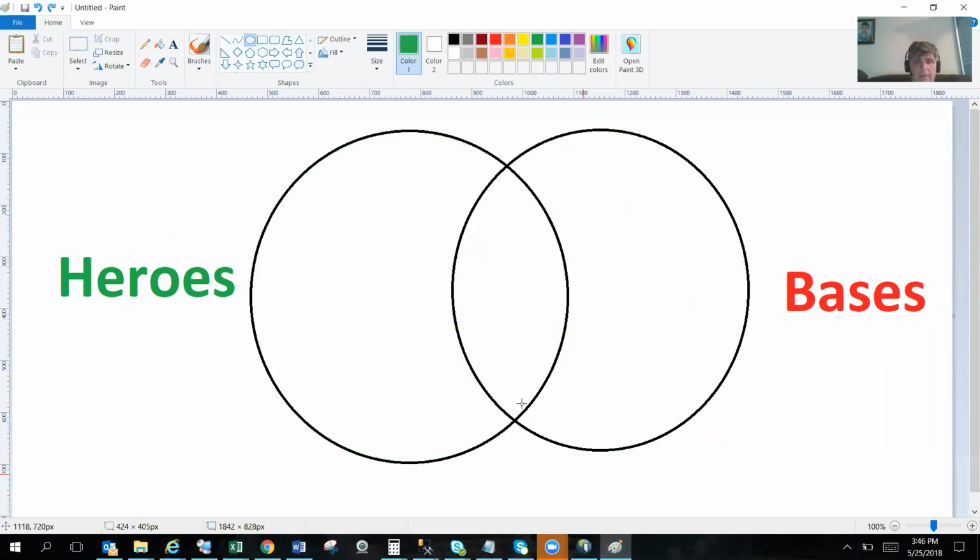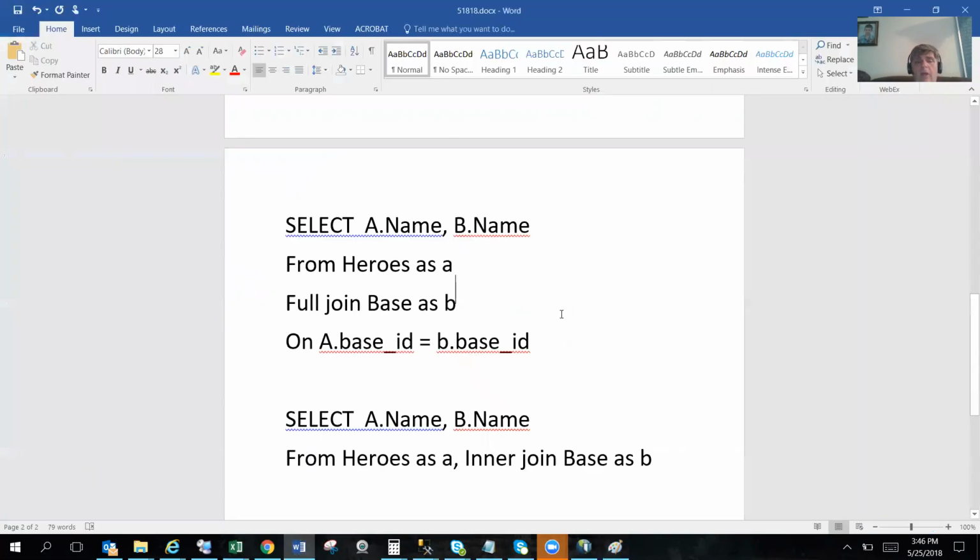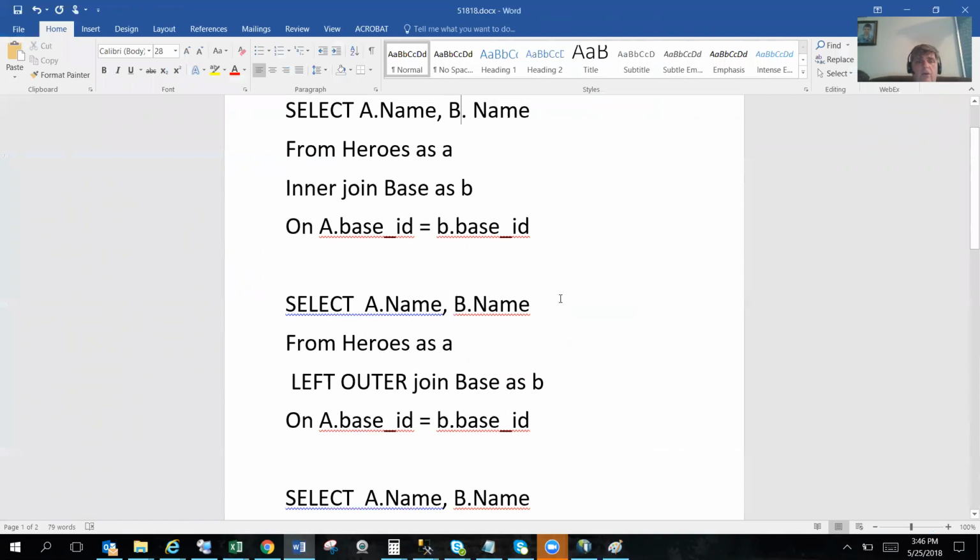Again, the inner joins are the union of two tables where a common column connects them. In the case of the heroes and bases tables in my example, they've got a base ID column that exists in both of them. In your query, you put in what column you want it joined on. So: select from heroes as A, inner join base as B, on A.base ID equals B.base ID. You can make this a doesn't equal.